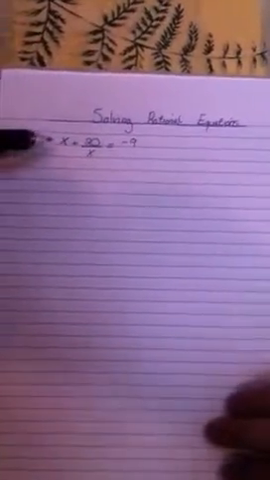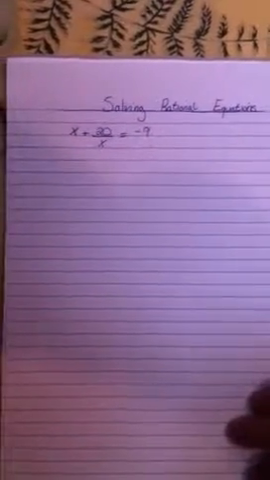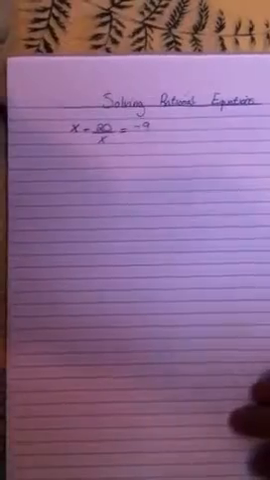In this video, we will be solving radical equations. Our example for today is x plus 20 over x equals negative 9. The first thing we need to do is find the least common denominator.